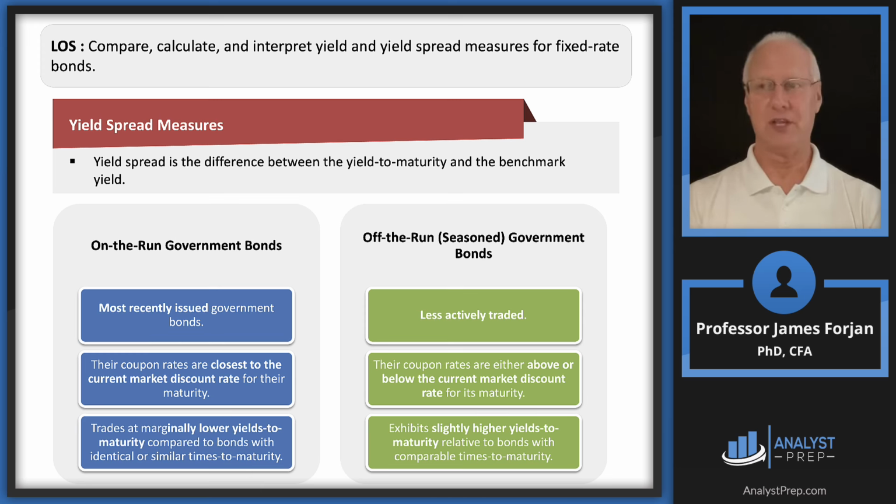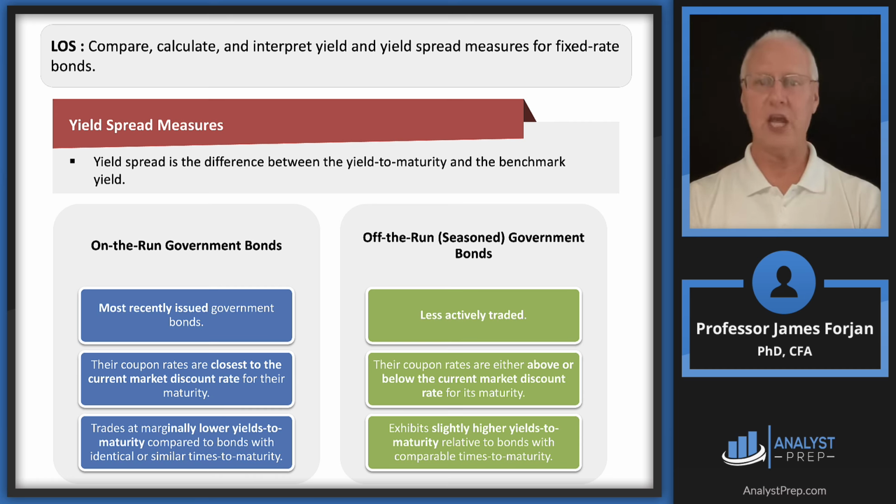Now, another consideration that we need to make, we talked about in a previous learning module, the difference between an on-the-run government bond, which is a bond that was just recently issued, which means that its coupon rate is probably pretty close to the yield to maturity, which means that its price is pretty close to its par value. On the other hand, off-the-run government bonds, these are known as seasoned government bonds. These are less actively trading. They might sell for big discounts. They might sell for big premiums.